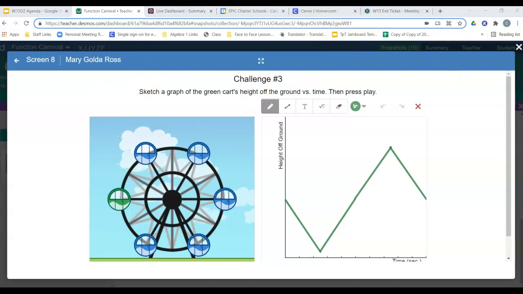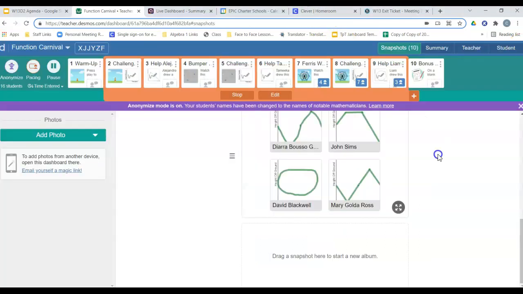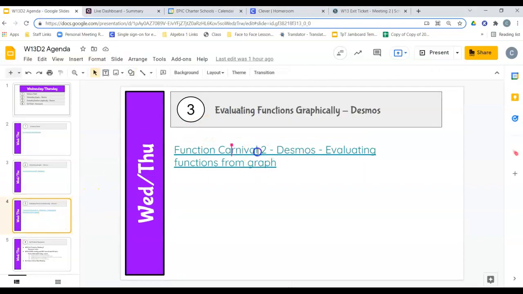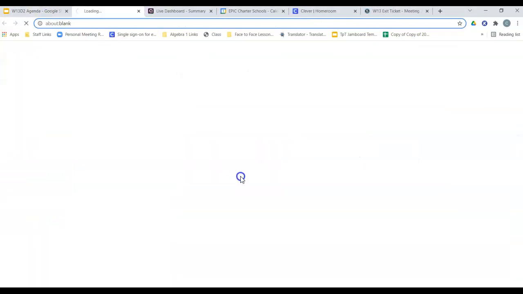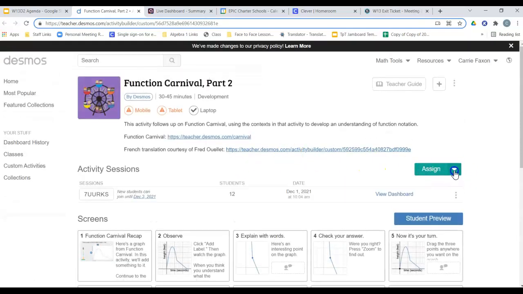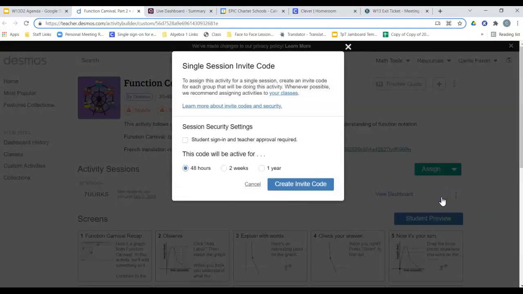All right. We're going to stop this function carnival here, and we're going to go to a different function carnival now. Hopefully now, playing around with that a little bit, you have a better idea of how to read graphs for their stories. This one we're going to do now, the whole idea is that you are understanding how this is connected to function notation.